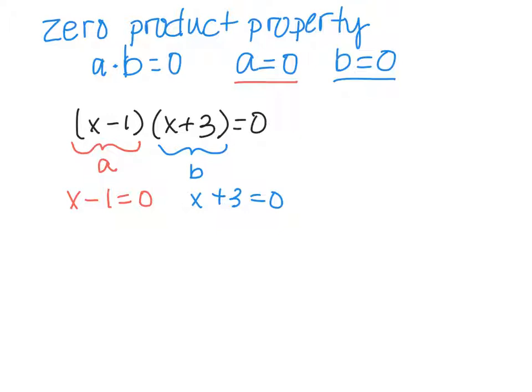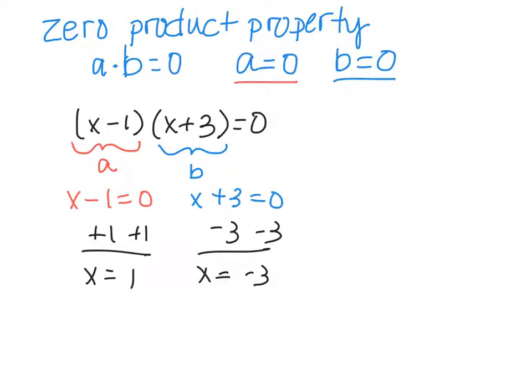So now I can go through and solve each equation individually. And according to this, my two possible solutions are x equals 1 and x equals negative 3. So I could check these.